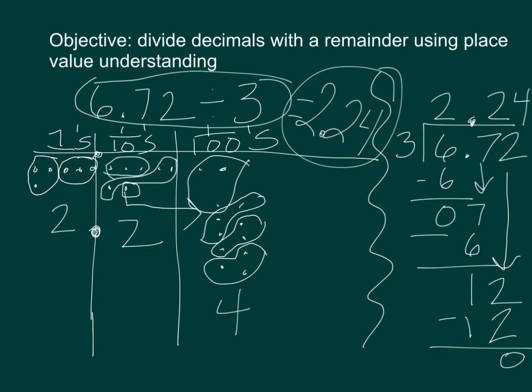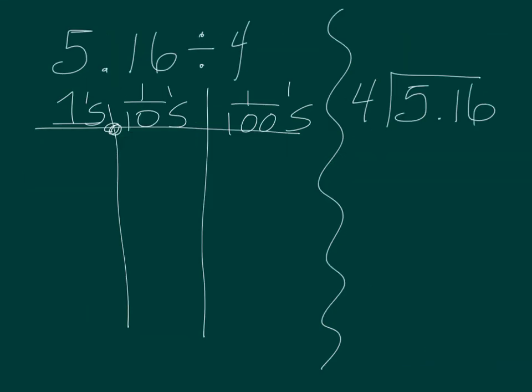We're going to try one more. So here we have 5.16 divided by 4. And I set it up using the standard algorithm here. Again, this is my divisor, the number I'm dividing by, and my dividend, the number I'm dividing into. So I have 5 ones. Let's show that on our place value chart. 1, 2, 3, 4, 5.